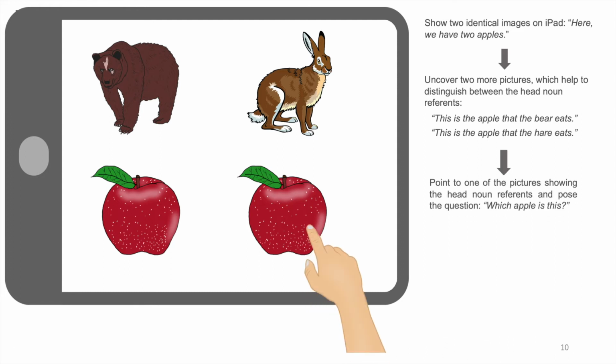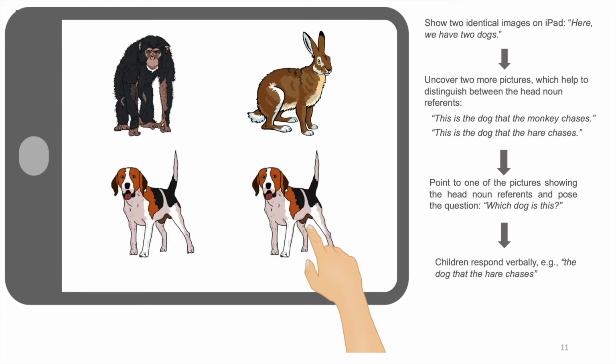Finally, the experimenter pointed to one of the pictures showing the head-nod reference and posed the question, "Which apple is this?" Here, a verbal response from children was to be expected. For example, "The apple that the hare eats." Here is another example of a trial conducted with ORC in the dispreferred animacy pattern.